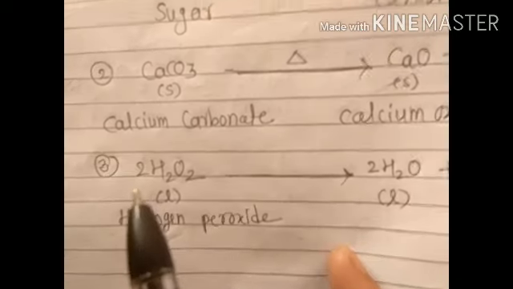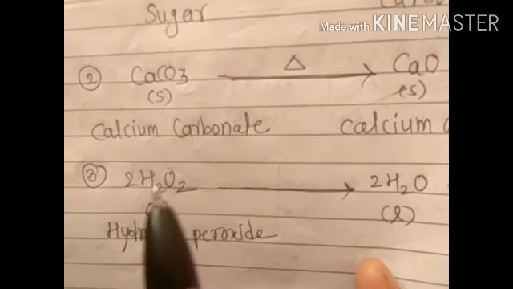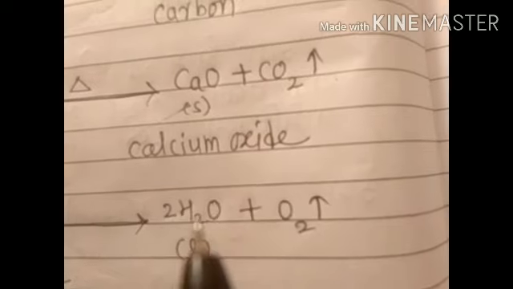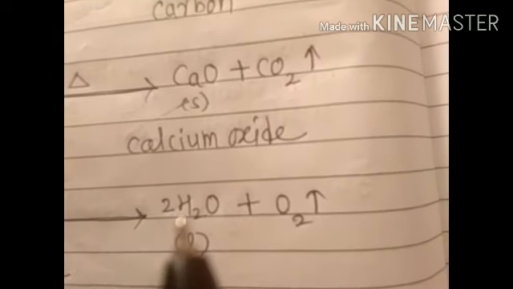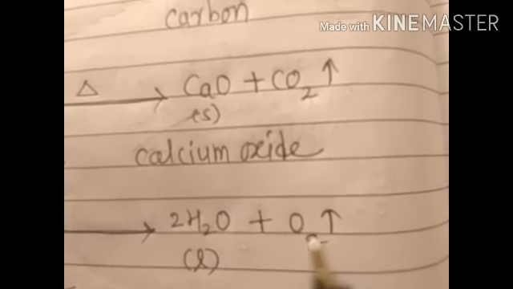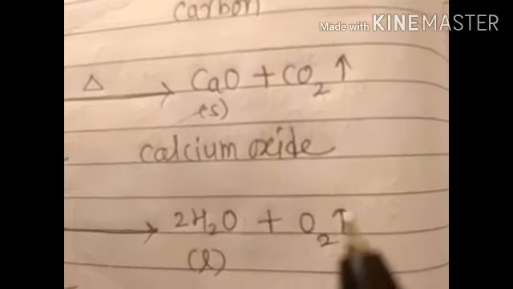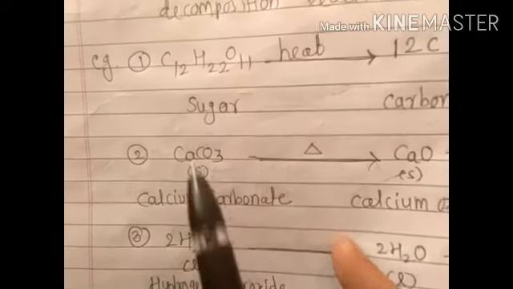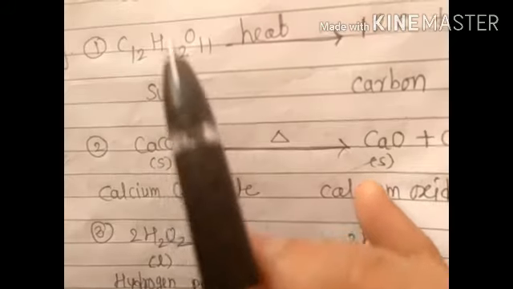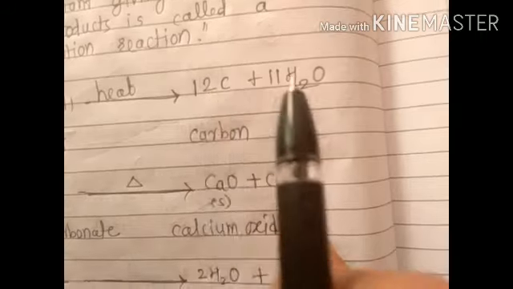And third example is 2H2O2. H2O2 is molecular formula of hydrogen peroxide, and from this hydrogen peroxide by decomposition reaction we get two molecules of water and one molecule of oxygen. Means again there are two products. We can see from reaction 1, 2 and 3 that in each reaction there is one reactant, and from this one reactant we get two products.